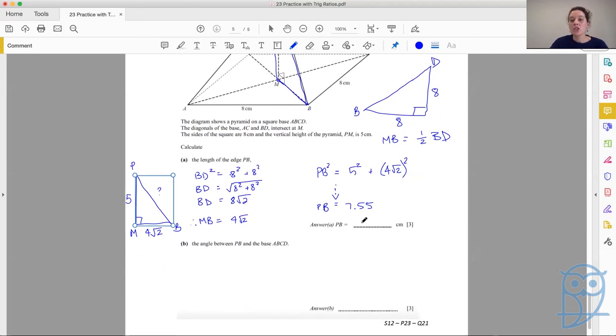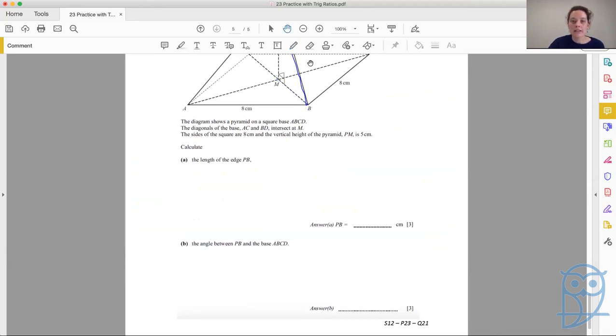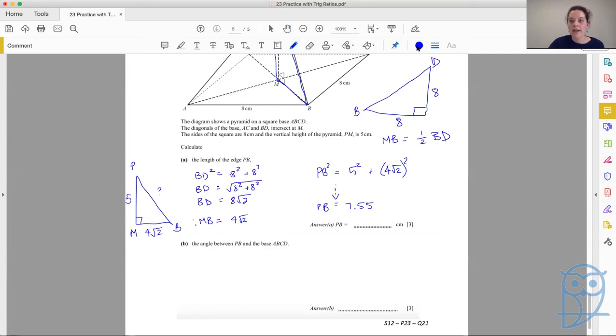The particular SOHCAHTOA bit now comes in part B. See how they now ask us to find an angle instead. Find the angle between PB and the base ABCD. So that is this angle here. And now you can see we've got sides, we've got angle, we've got right angle. So now we are working with SOHCAHTOA.